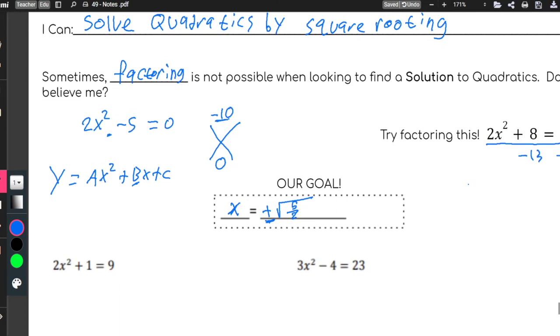So our end goal, our final answer, would be x equals plus or minus the square root of 5 over 2. How do we get that? Well, we do a fancy new step.